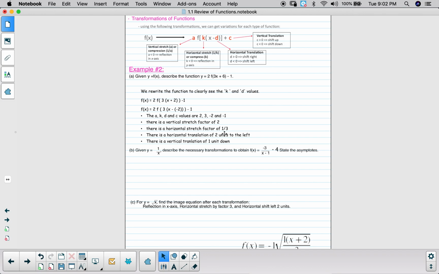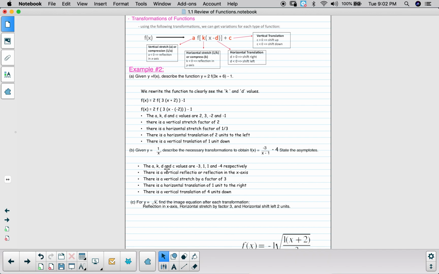Okay, so a second example here is y equals 1 over x. It's a reciprocal function. Describe the necessary transformations to obtain f of x equals negative 3 over x minus 1, minus 4, and you have to state the asymptotes. You can see transformations have happened to this function. The a, k, d, and c values, you can see right away. The a value is negative 3, k is 1, d is 1, and c is negative 4.